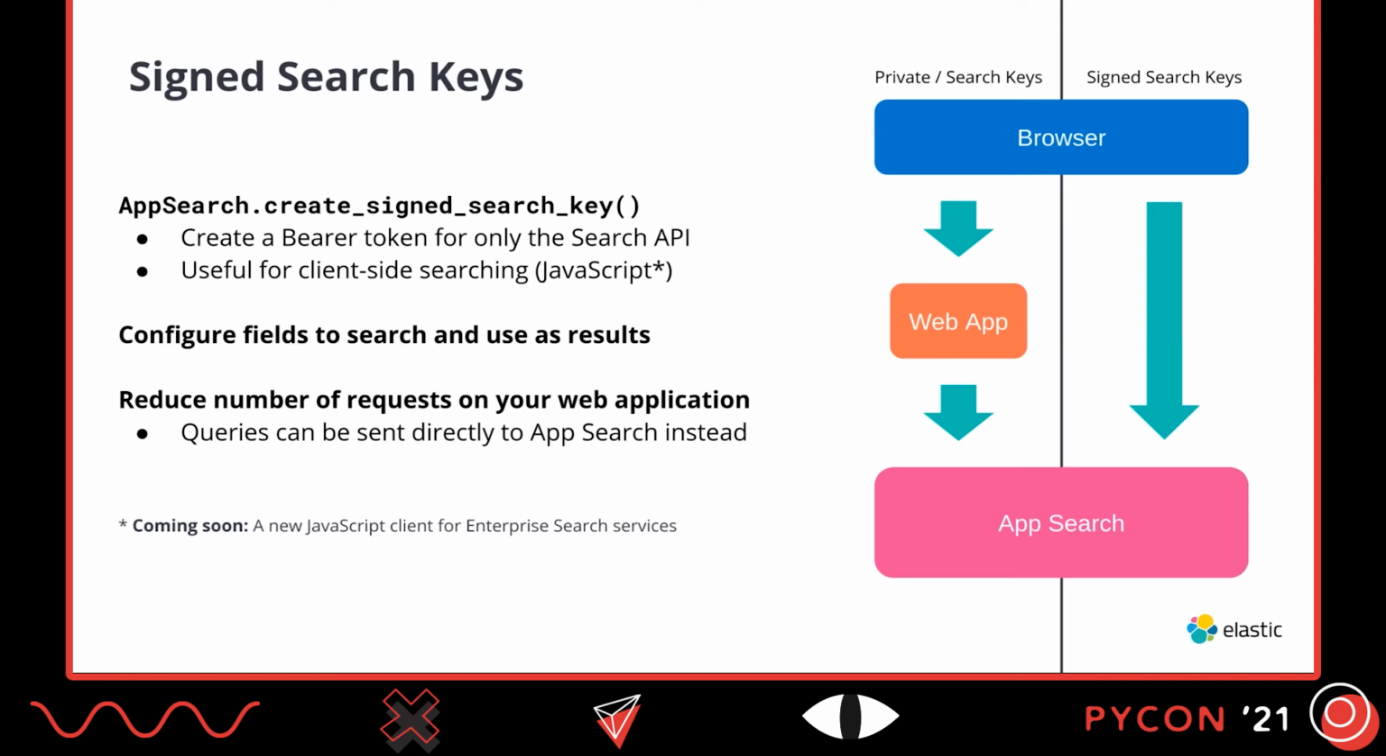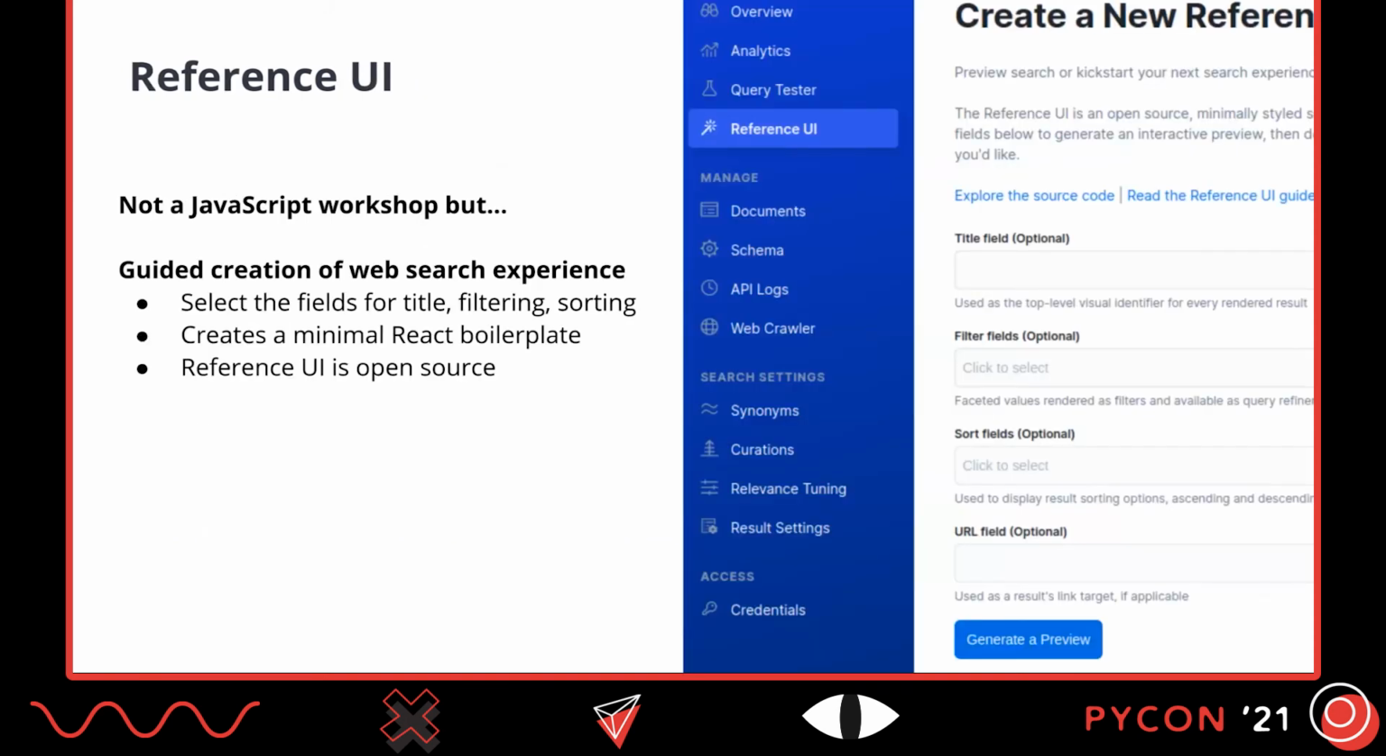Signed search keys likely won't be used by the Python client to make requests because search keys are more for front-end languages like JavaScript, but you can still generate them from the Python client with the create signed search key API. So this isn't a JavaScript workshop. However, front-end is a big part of web applications.